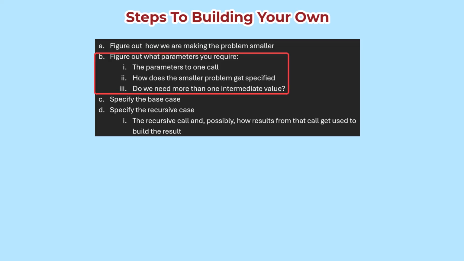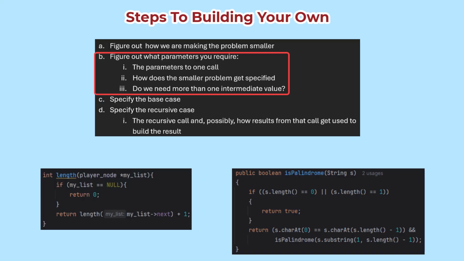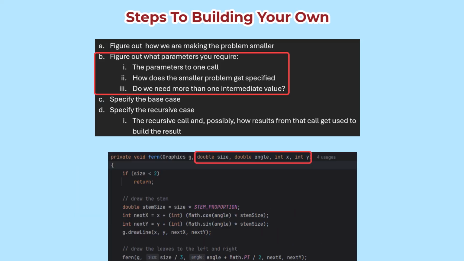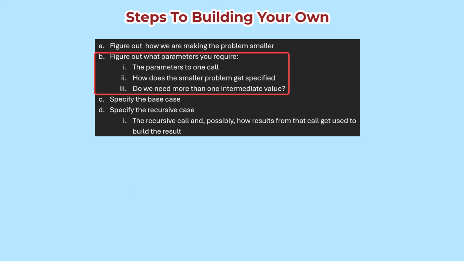Once you have that, your parameters need to be able to specify the information that the smaller case needs to know. For our list and string solutions, the smaller thing is of the same type as the big thing, so we didn't need to do anything special. However, for the fern, the smaller ferns differed from the overall fern in size, angle, and where they were on the screen, so I needed parameters for each of those pieces of information.